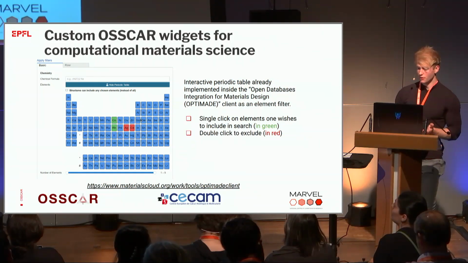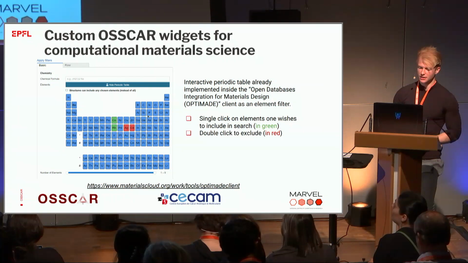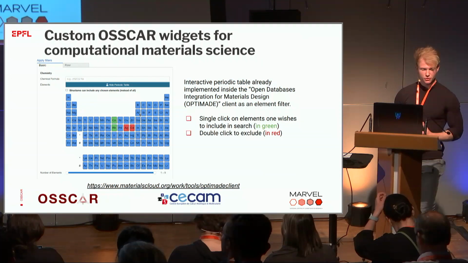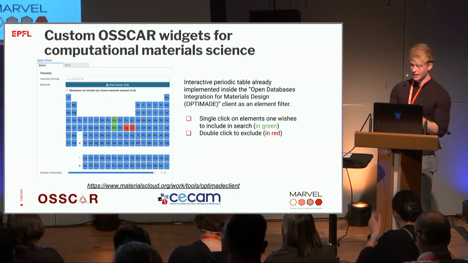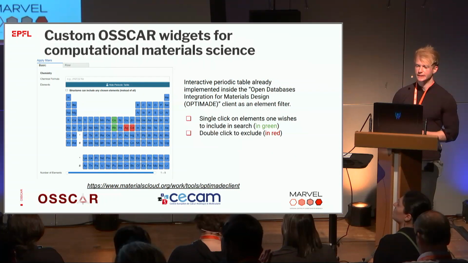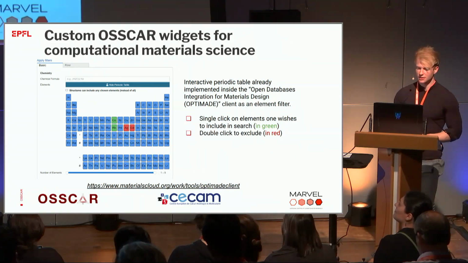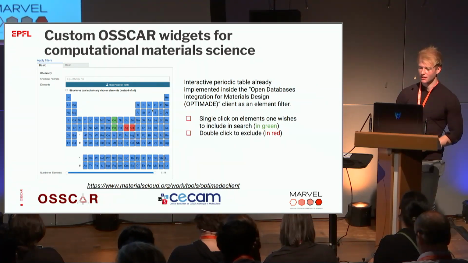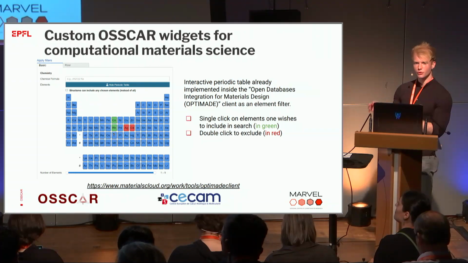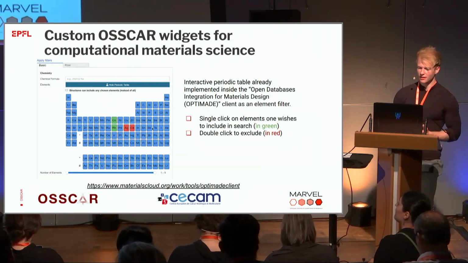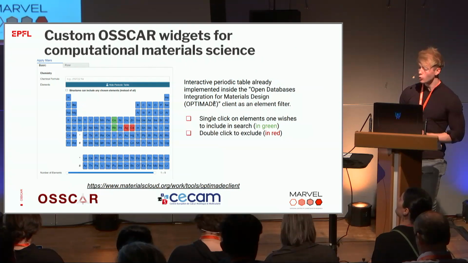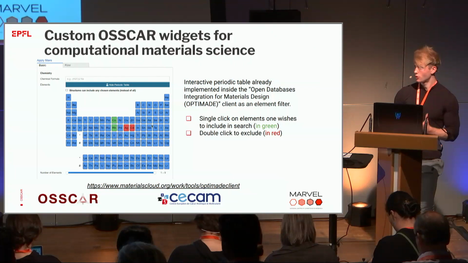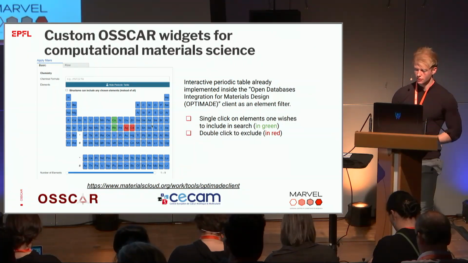And one example, you saw a few before, but another is this widget here, which is a periodic table widget. This allows students to really visualize chemical trends in a host of classes on chemistry, material science, physics. Moreover, this widget has also found use in research, where it's used to filter through material databases in this Optimade client, open databases integration for materials design. You can choose which elements to include in a search, which to exclude.